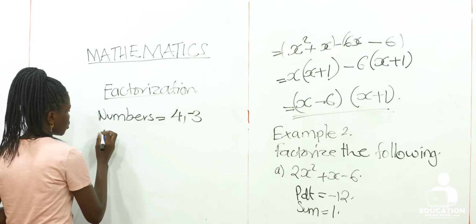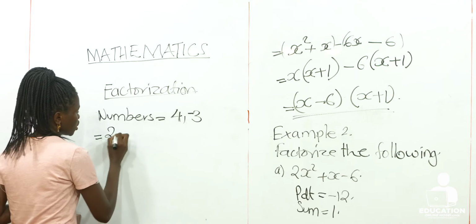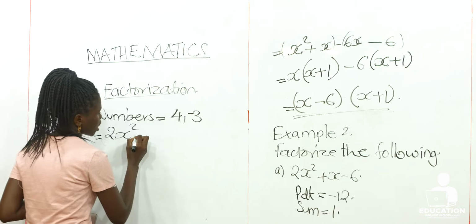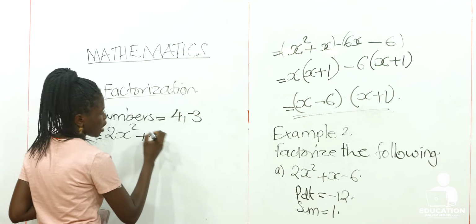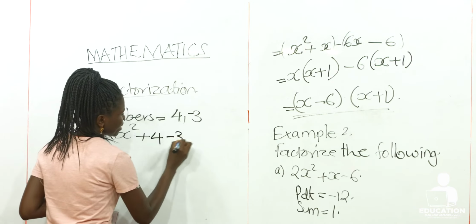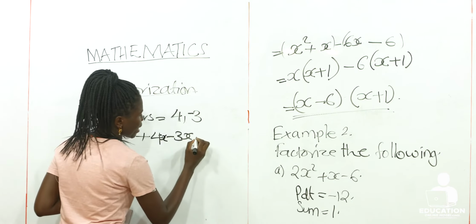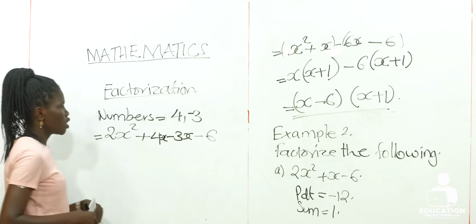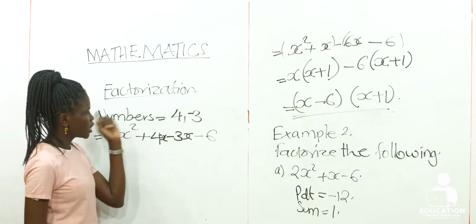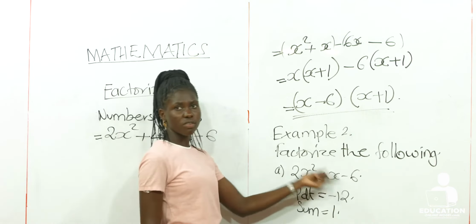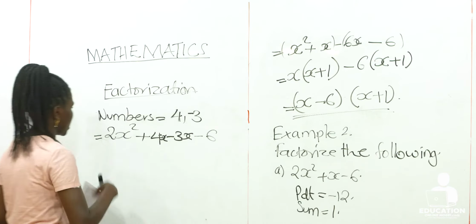So here we're now going to have 2x squared plus 4x minus 3x. Sorry, this is x here. Then minus our 6. When you do 4x minus 3x, you will still get x, which is our sum of 1.